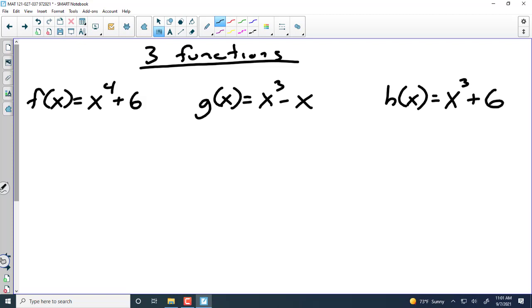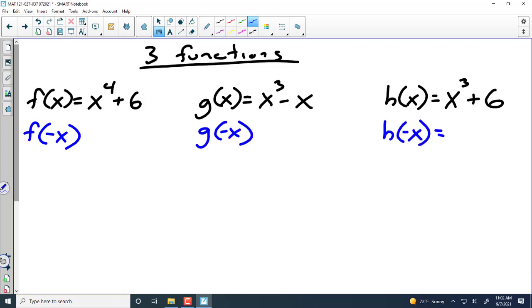Okay, here are three functions, everyone. And without drawing them, we will determine whether or not they are even, odd, or neither. Those are the three options. And regardless of what you think it might be, you don't need to think ahead what you think it is. You just do the same thing to do your test. You plug in a negative x everywhere you see an x. That's the test you do for even, odd, or neither. It's the same thing.